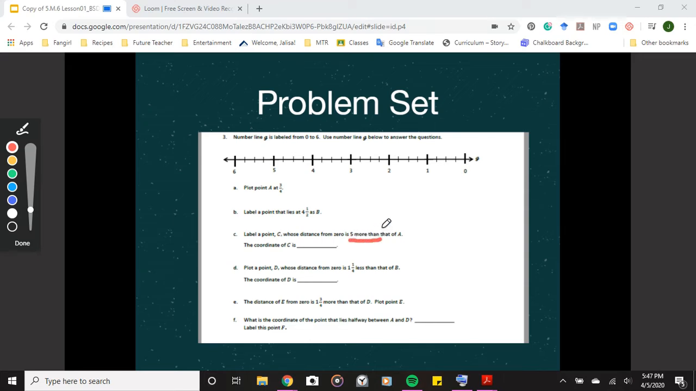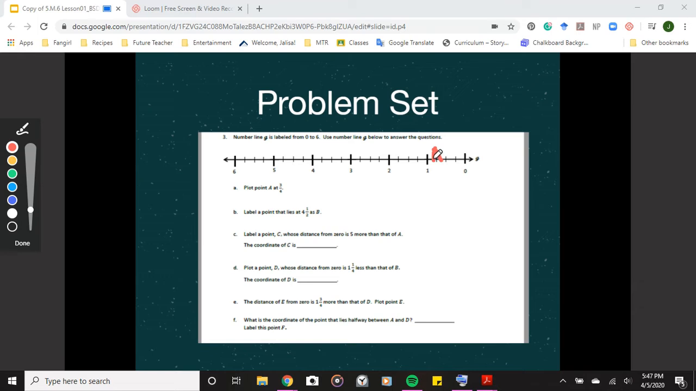Okay, I know that "more than" means that I'm going to add. All right, if we look back at where A would be, and I'm going to look up here again to make sure that I have it, point A is at 3/4. A is going to be right here.